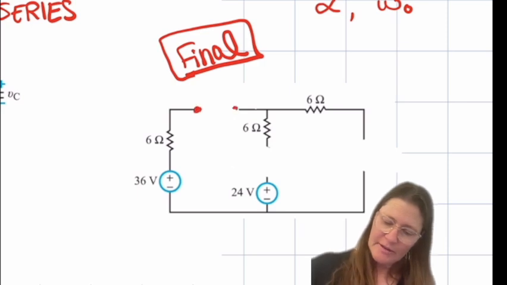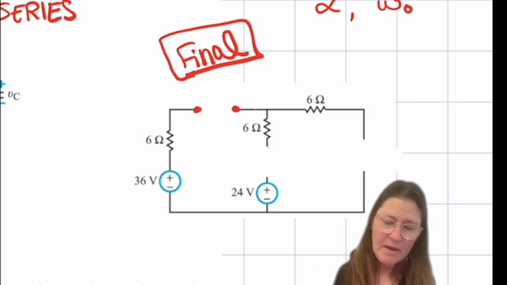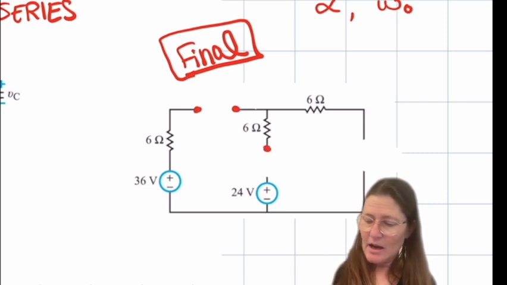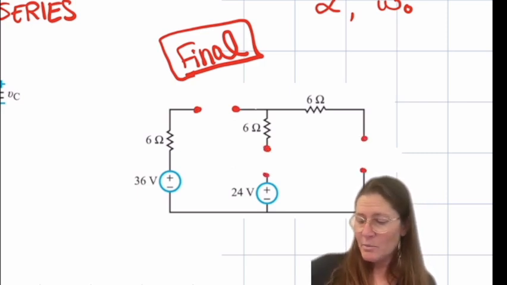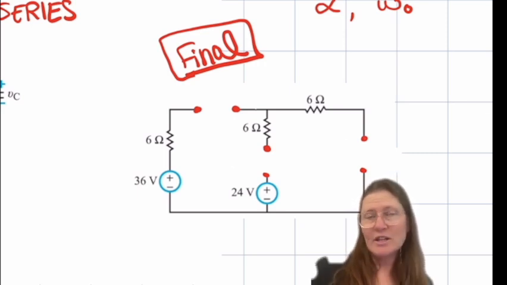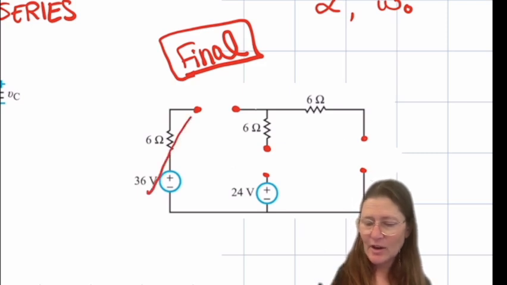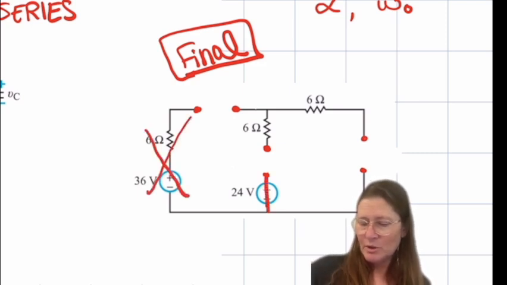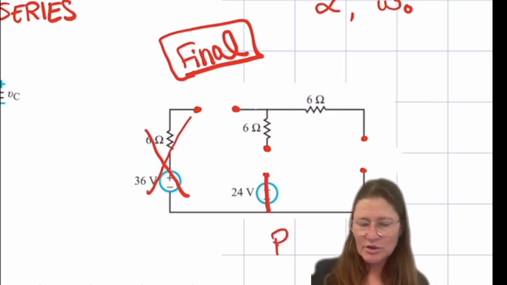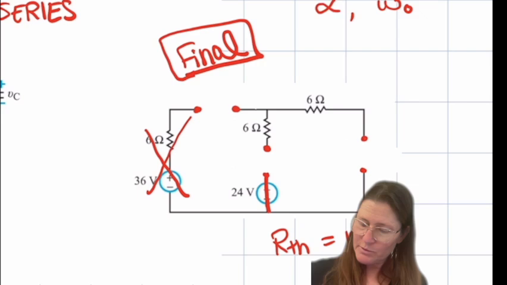So this means this is going to be open. And then I take out both elements and find the Thevenin just of the two elements, C. So in that case, this is not connected. This will be a short, and my RTH would just be 12 ohms.